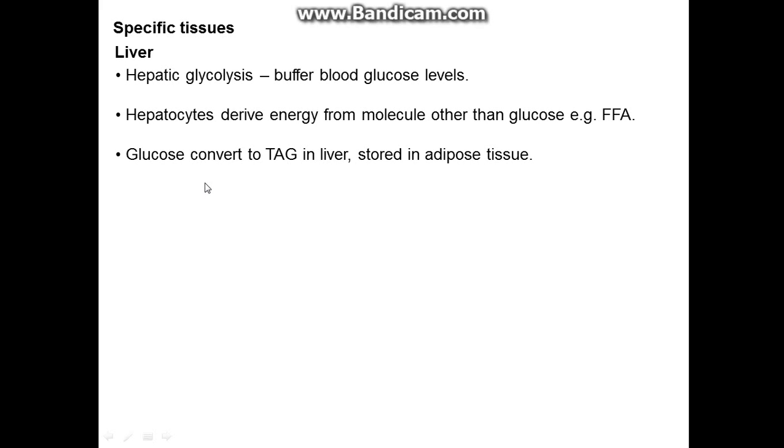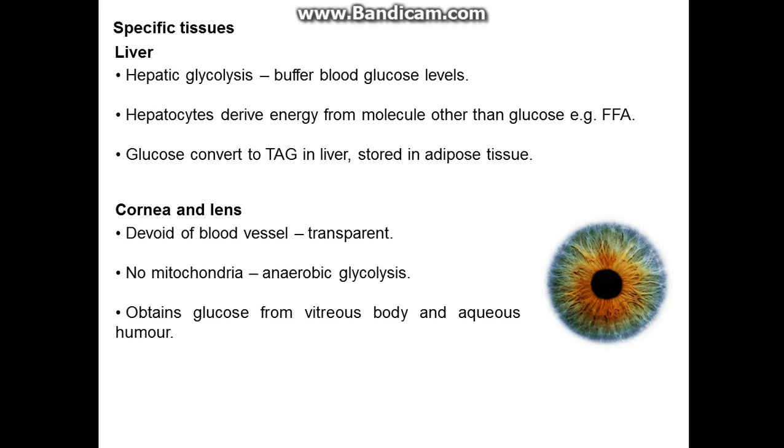The liver undergoes what we call hepatic glycolysis. Hepatic just refers to the cells within the liver, anything to do with the liver. And it lowers blood glucose levels, keeps them nice and low to prevent you going hyperglycemic. Hepatocytes derive their energy from molecules other than glucose, for example fatty acids, and if glucose is converted to triacylglycerides in the liver, which is stored in adipose tissue, so basically these are fats, it can also lead to fatty liver.